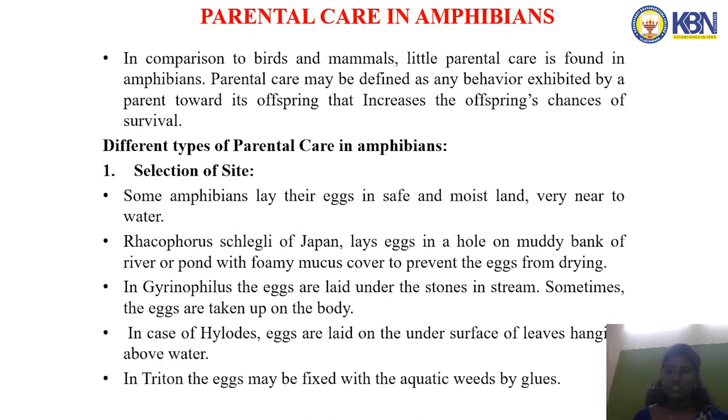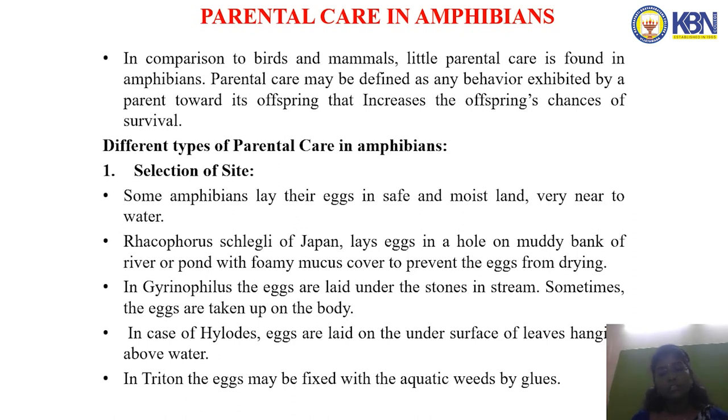Every parent takes care of their children. Likewise, in amphibians also, the parents take care of their offspring, which means their eggs or little ones. There are different types of parental care in amphibians. The first one is selection of site. They select their site to take care of their offspring.